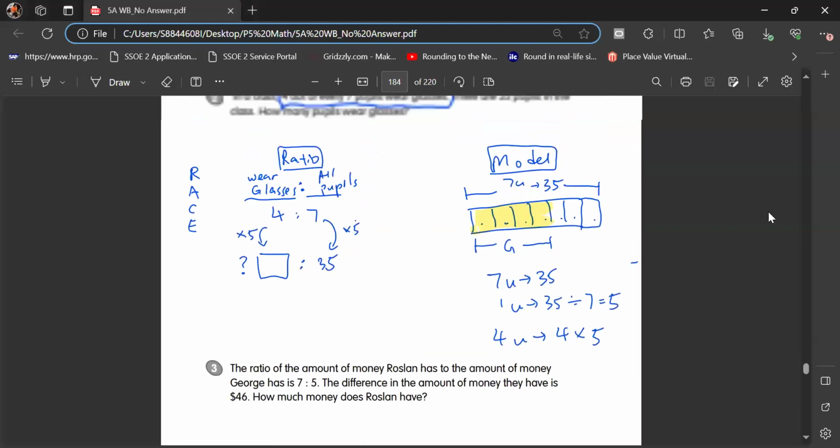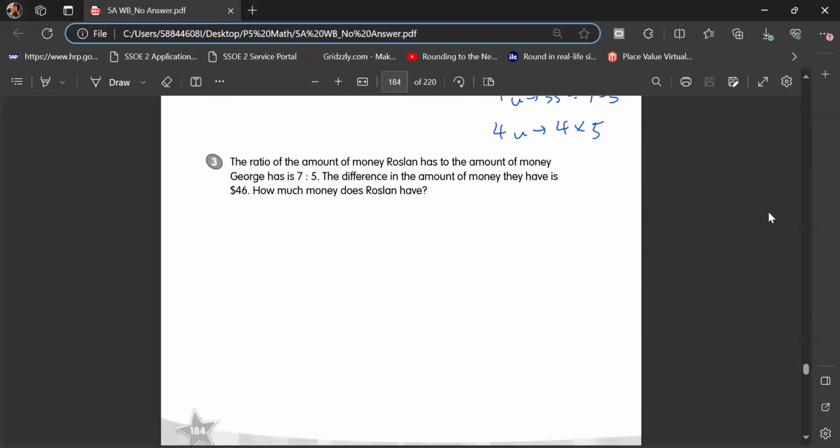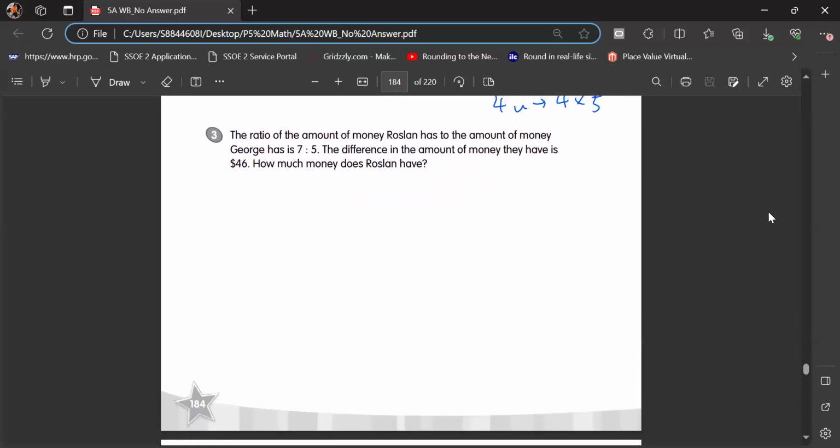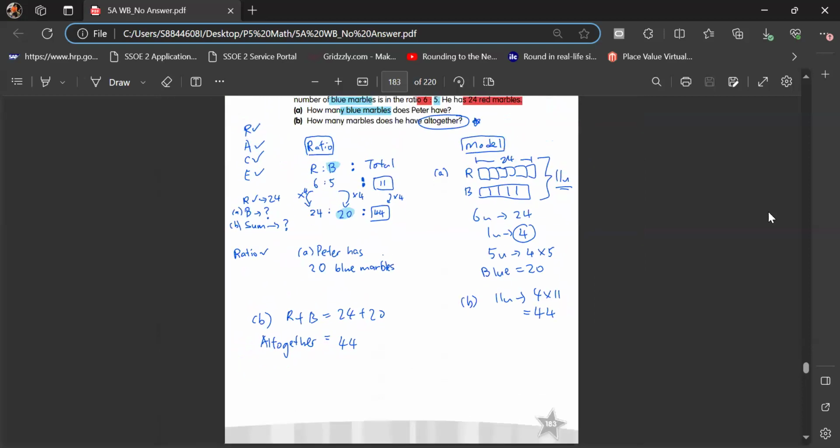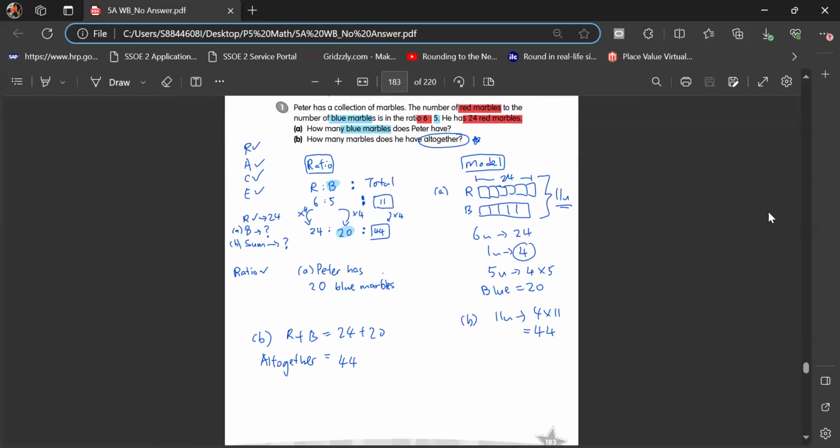Okay, so this is page 184. 184, we're talking about Mr. Roslan's question here and George. So yesterday we started off this one. We've got two methods here, primarily. One on the left is completely by ratio. So I put the colon: red is to blue is to total. And the ratio method shows the relationship in this manner by numbers. So if you're not a very numbers person, you will have trouble with this.